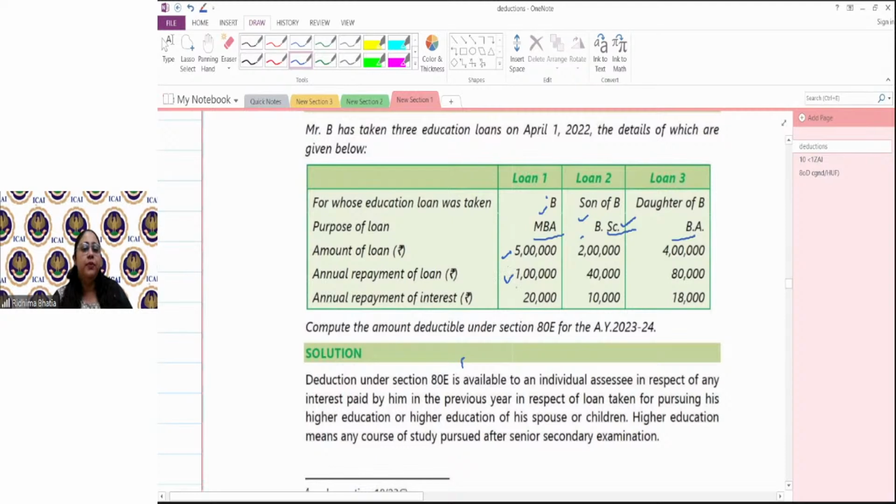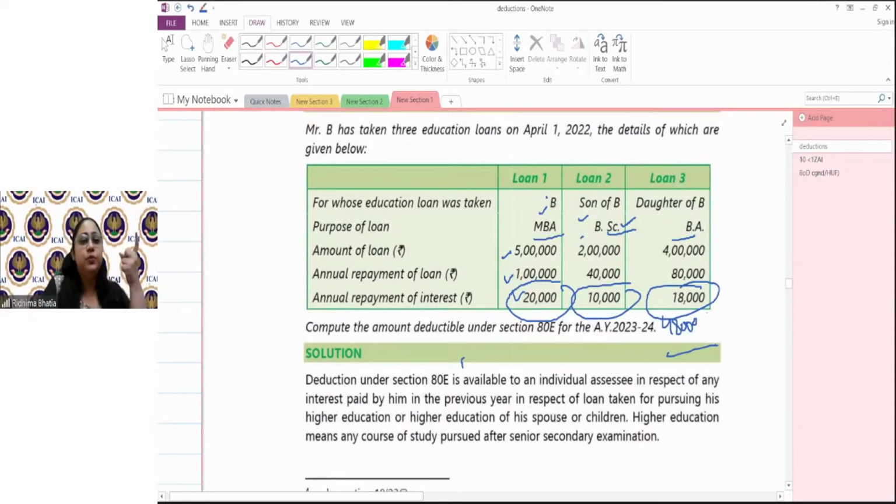The amount of loan, repayment of loan, and interest are given. What would be the amount to be claimed under section 80E? The interest part: 20 plus 18 plus 20 plus 10 plus 18. The total the person can claim is 48,000 under section 80E.